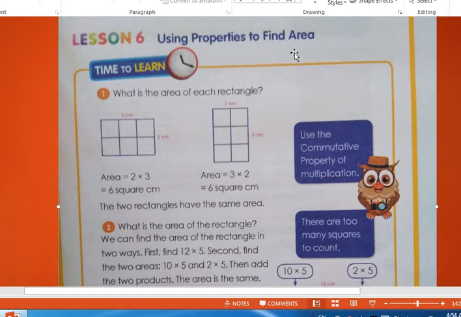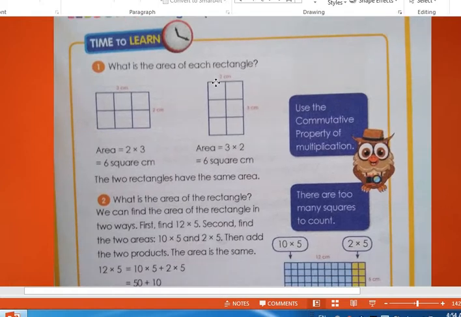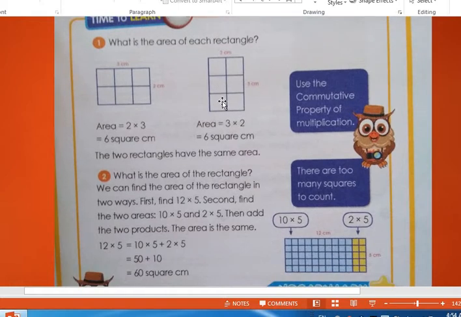Using properties to find area. What is the area of each rectangle? Hi Suka, how are you today? I hope you're fine too. Use the commutative property of multiplication. What do you say, Suka? Use the commutative property of multiplication.